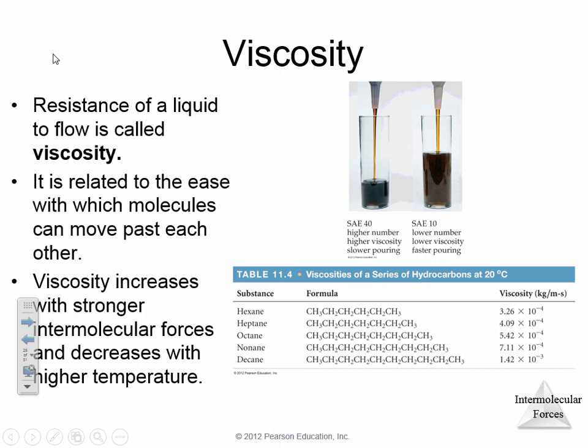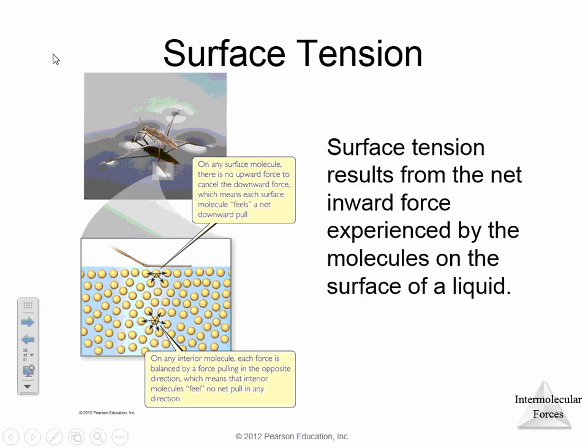If you've ever cooked with molasses, you've heard the phrase "as slow as molasses in January." Molasses is really hard to pour. It's real clumpy when you pour it out, so it doesn't flow very well. So that has a high viscosity. Likewise, motor oil has a low viscosity simply because it pours very fast. It's a very fast flowing fluid. So viscosity is something that can be affected by intermolecular forces.